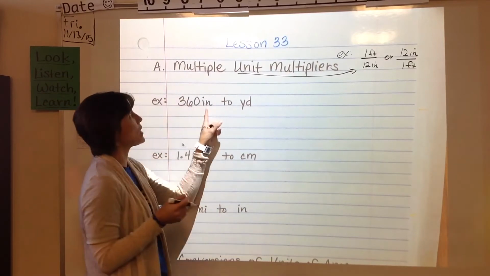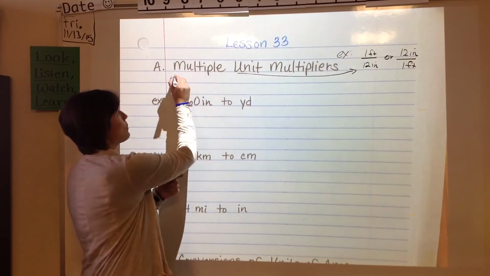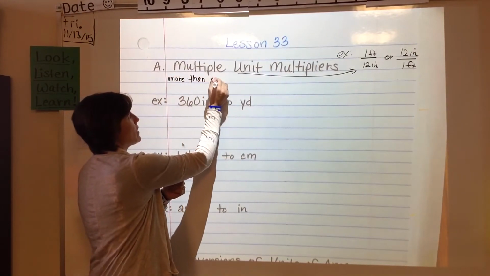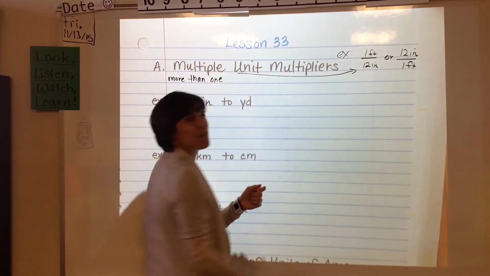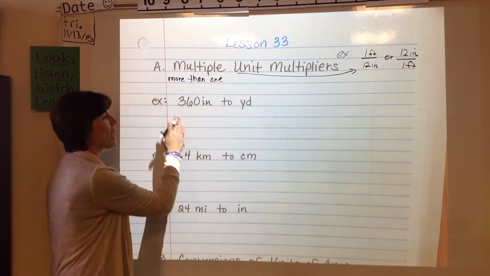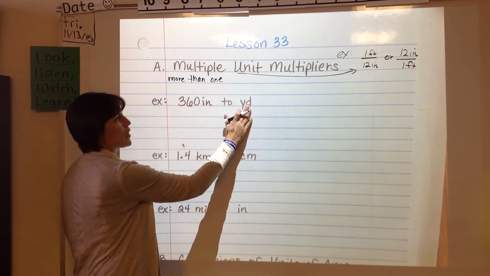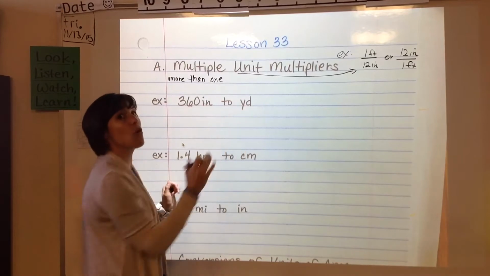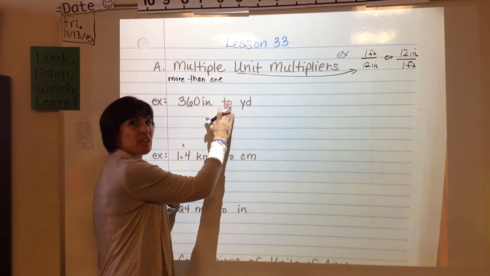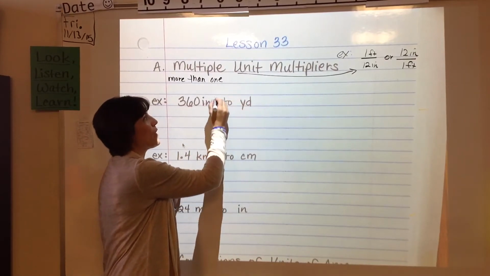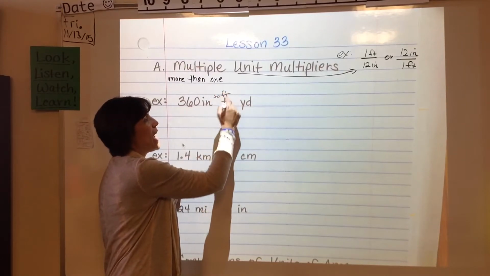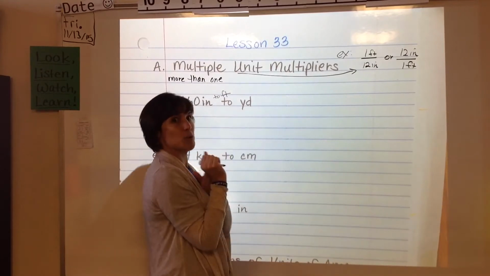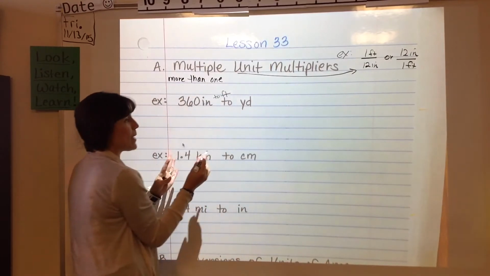So here's my first example of why I need more than one. Multiple just means more than one in this case. We're going to need more than one of these to get to the final conversion. I've got 360 inches and I need to convert it to yards. I can go inches to feet and then change feet to yards. So I'm going to need 2 different ones of those. So the steps haven't changed.